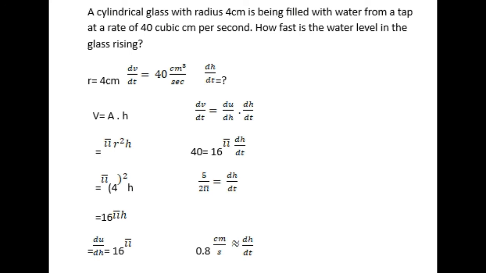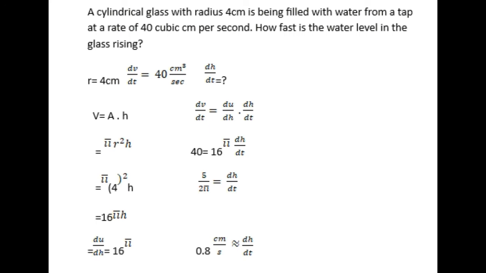So example number 1 is a cylindrical glass with radius 4 cm being filled with water from a tap at a rate of 40 cubic centimeters per second. How fast is the water level in the glass rising? So we have the given radius equals 4 cm and 40 cubic centimeters per second is our dV over dt.